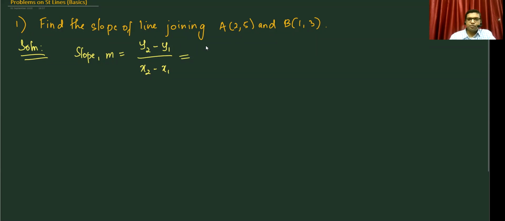So y2 is 3 minus y1 is 5. x2 is 1 and x1 is 2. So you get -2 by -1, which is equal to 2. So this is the slope of the line.